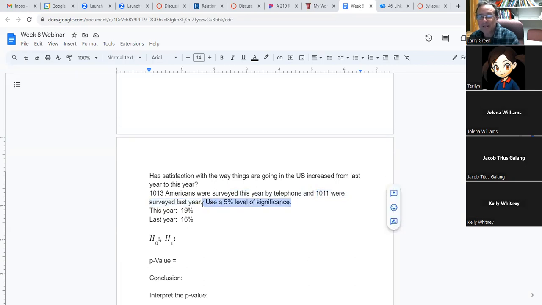We want to use a 5% level of significance, and hopefully, after last week, you understand what that means. And in their survey, 19% this year said that they're satisfied with the way things are going. And 16% last year said they are satisfied. So, has the proportion of all Americans who are satisfied with the way things are going increased from last year to this year? What do you think? What can you say?